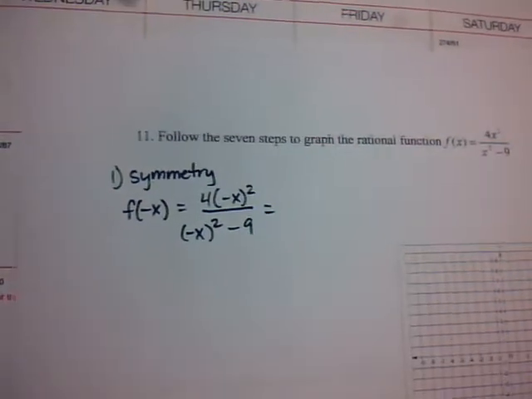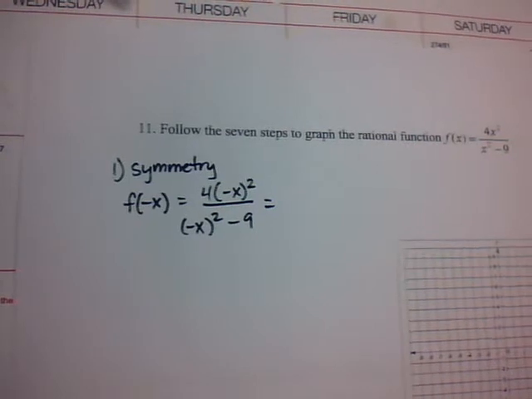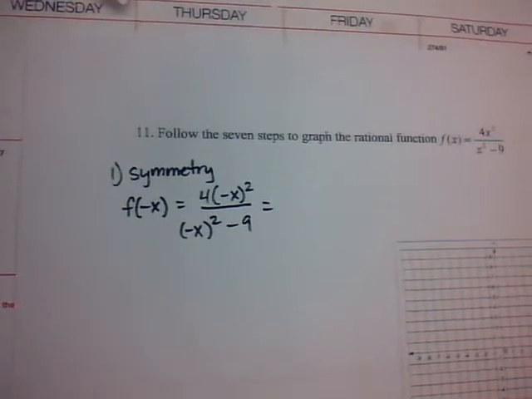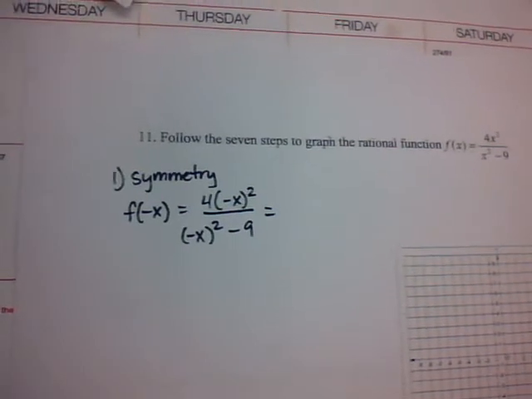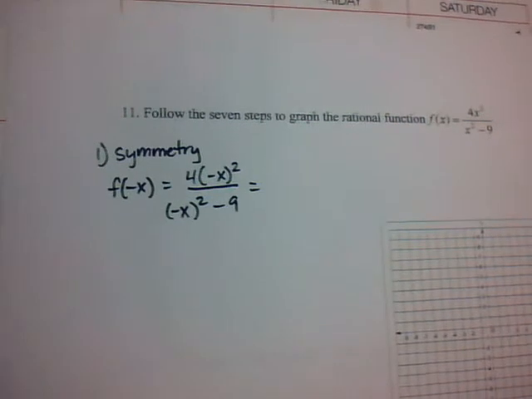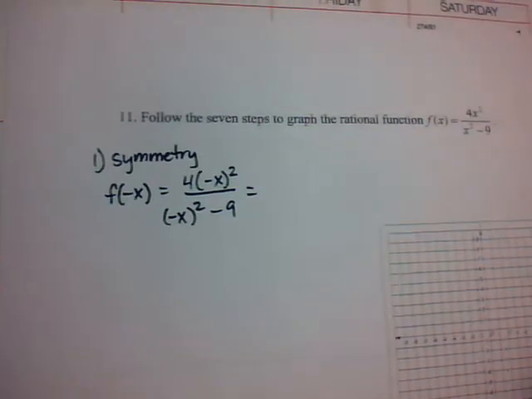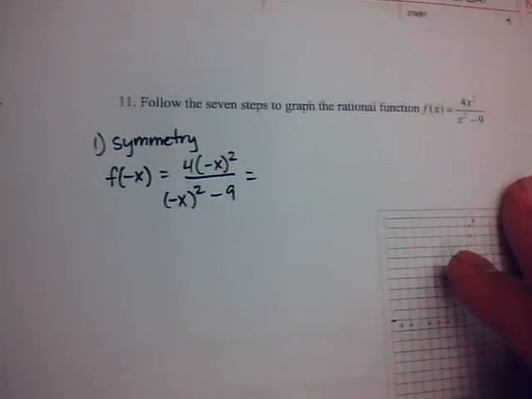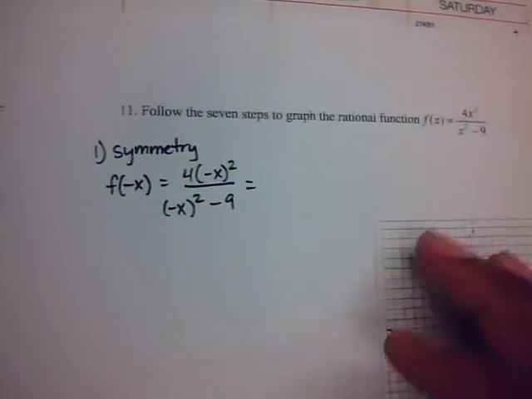If you get the original equation back, you'll have y-axis symmetry. That means that the graph will be symmetric about the y-axis. If the equation is the opposite of the original equation, then that means we have origin symmetry. Otherwise, we have no symmetry.